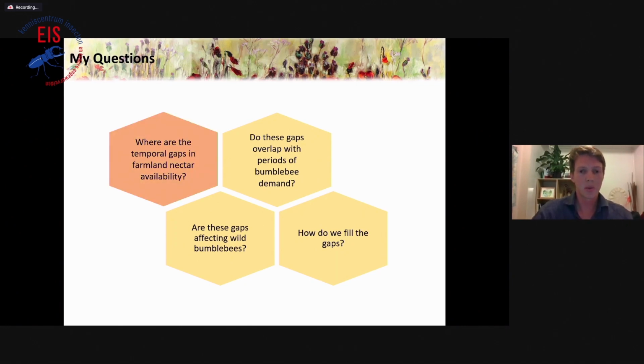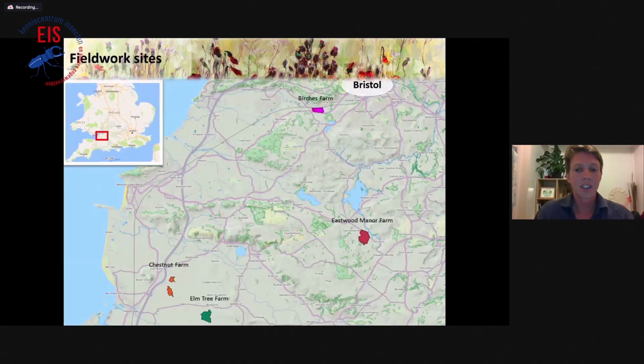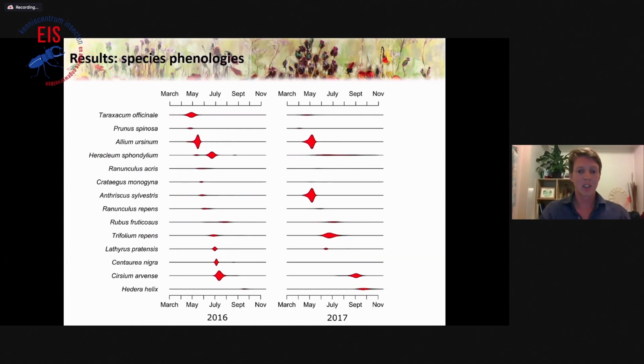So first of all, this question about where the gaps are. To investigate this, I worked on four farms across the west of England and recorded floral abundance at very high resolution throughout the flowering season, from late February right through until November. This was a weekly resolution, and we combined this data set with an existing data set from our group on the nectar production of individual plant species, so that we could work out how much nectar each plant species was producing at each point in time and work out its resource phenology. And so this gave us something like this.